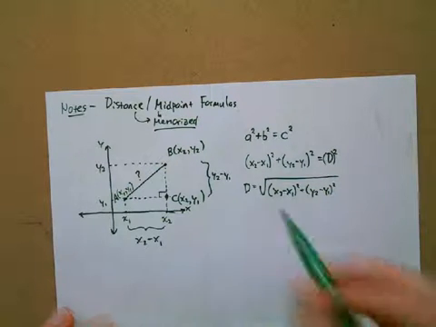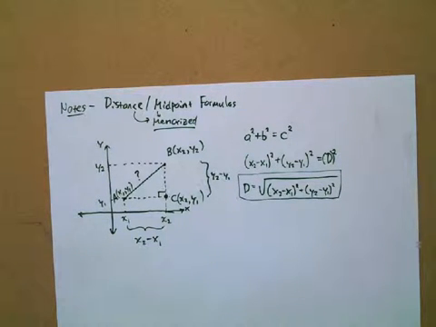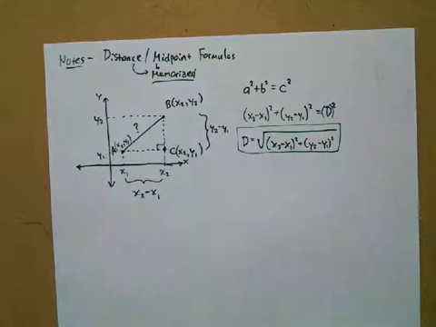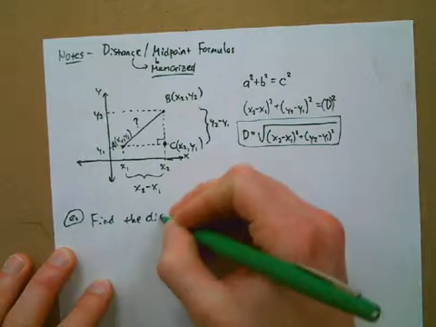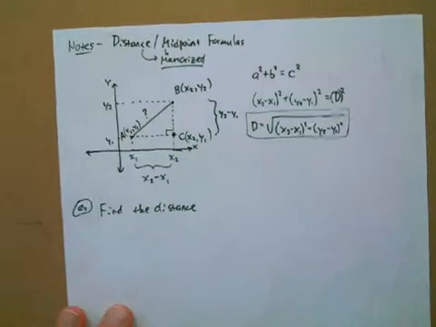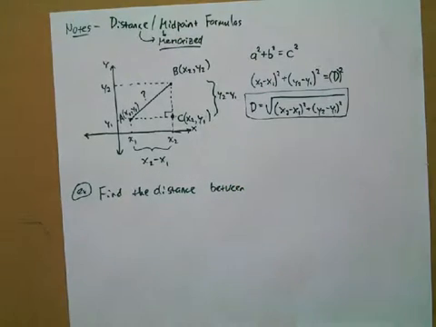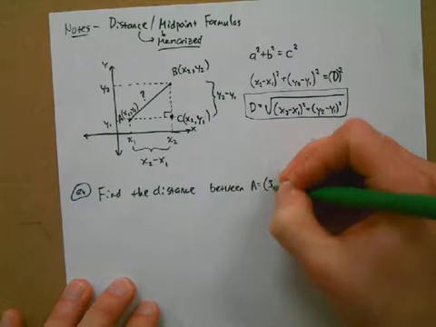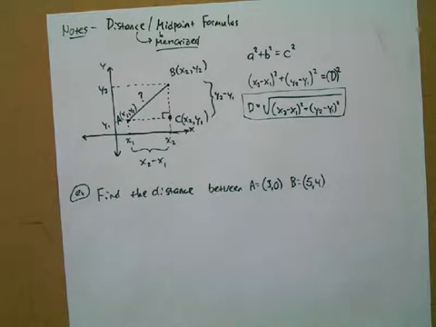All right, so let's just do an example or two of these. Let's find the distance between A equal to (3, 0) and B equal to (5, 4).